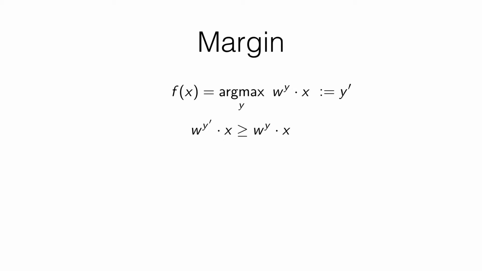So the score on the left, wy prime times x, that's the score for the y prime class, has got to be greater than or equal to the score for any other class, but specifically the score for the true class. Now they could be equal, they could even be exactly the same entity if y prime is equal to y. But let's say for now that y prime is not equal to y. Let's say that we got it wrong.